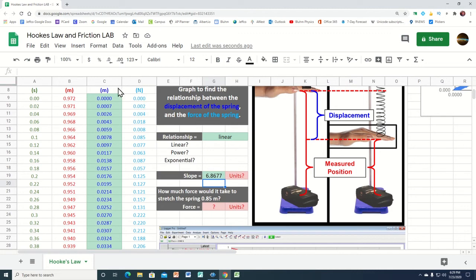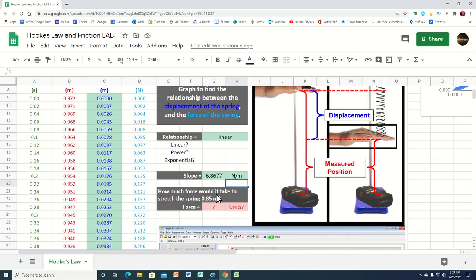Well, slope is rise over run. The y value was newtons, so we're going to say newtons per, and the x-axis was meters, so it's newtons per meter. Okay, so what does that mean? Well, if I were to stretch that spring 1 whole meter, the spring would have provided a force of 6.8677 newtons. Okay, or if I had stretched it half as far, it would have provided half as much force.